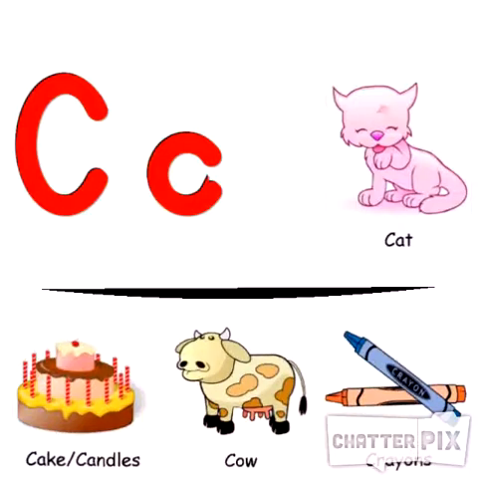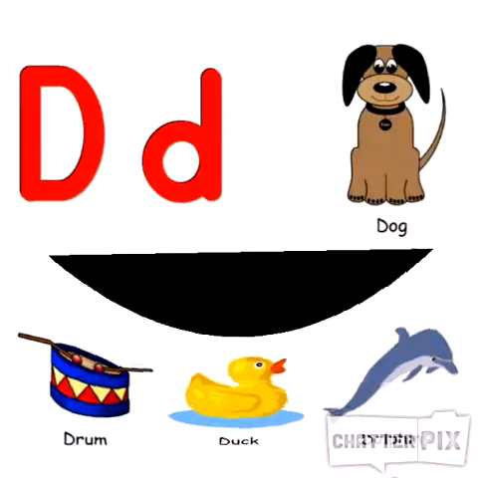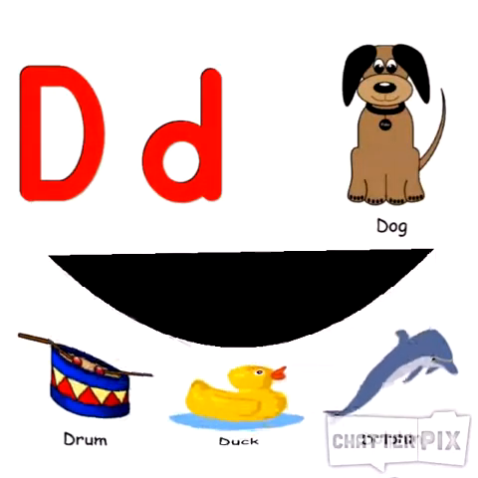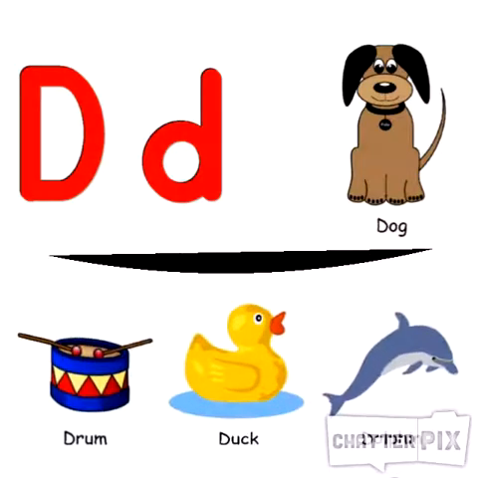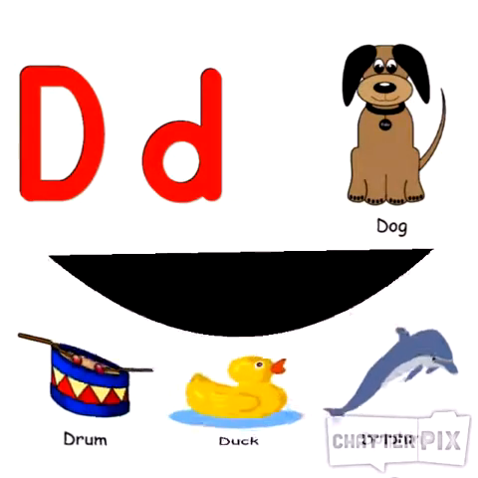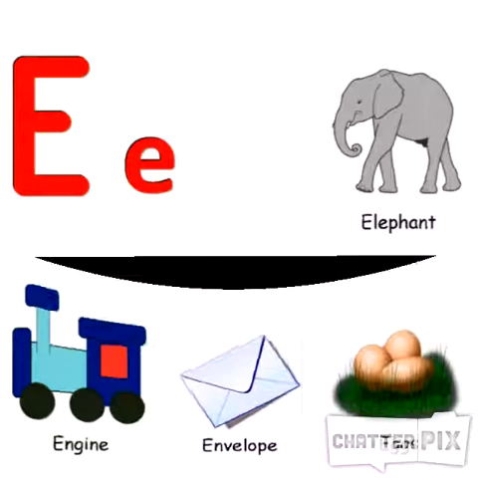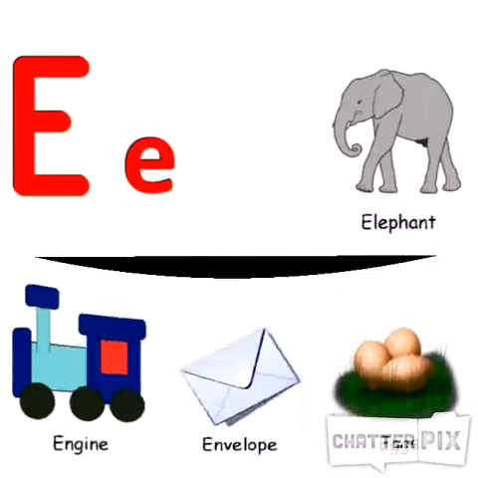Cow, K. Crayons. This is letter D and sound of D is D. D. Dog, D. Drum, D. Duck, D. Dolphin.